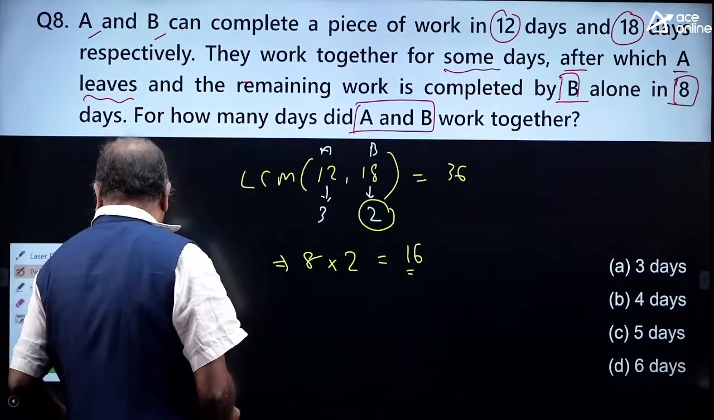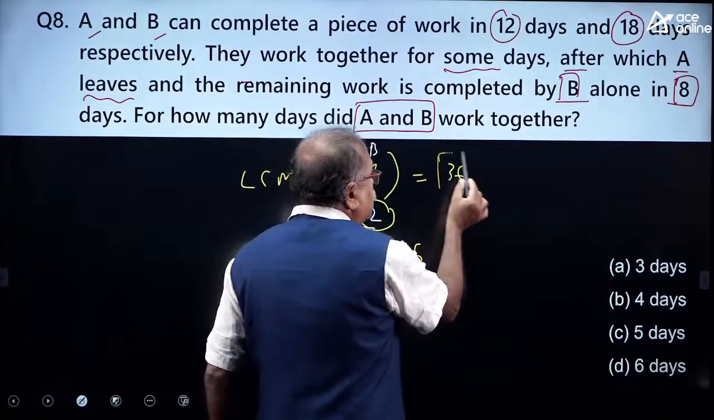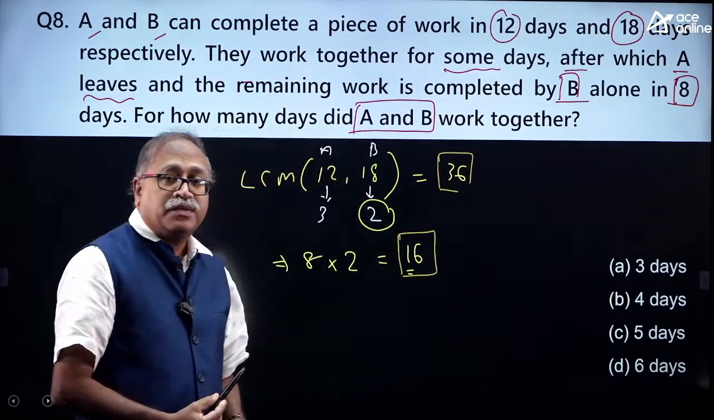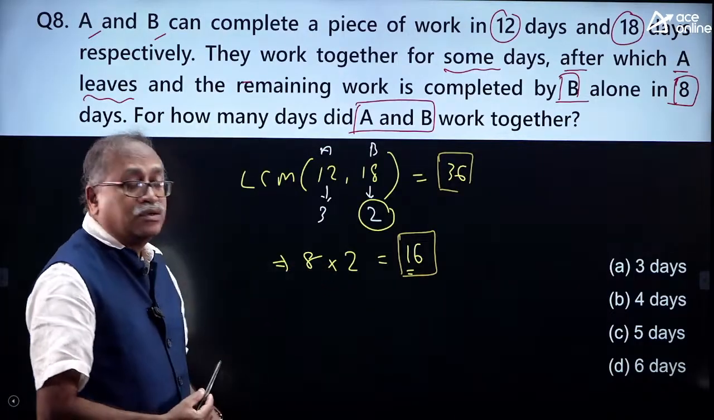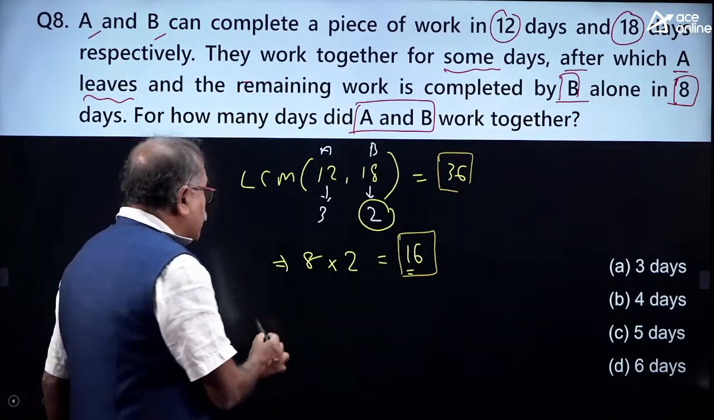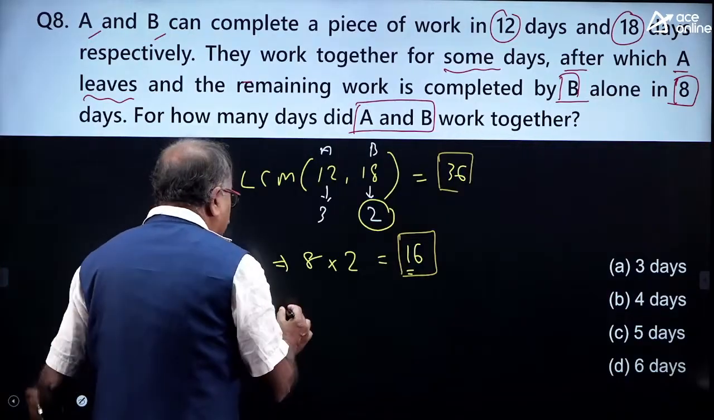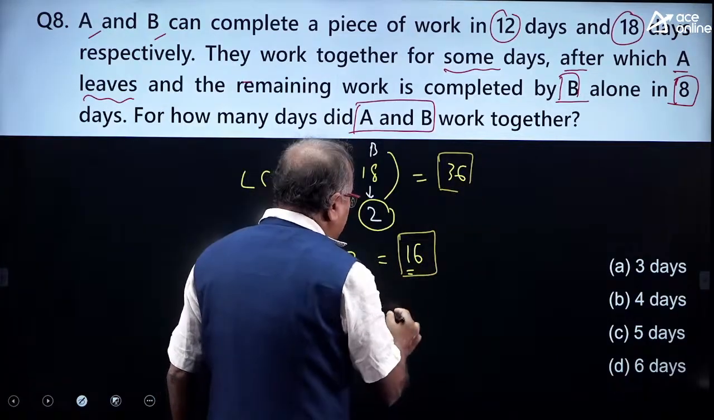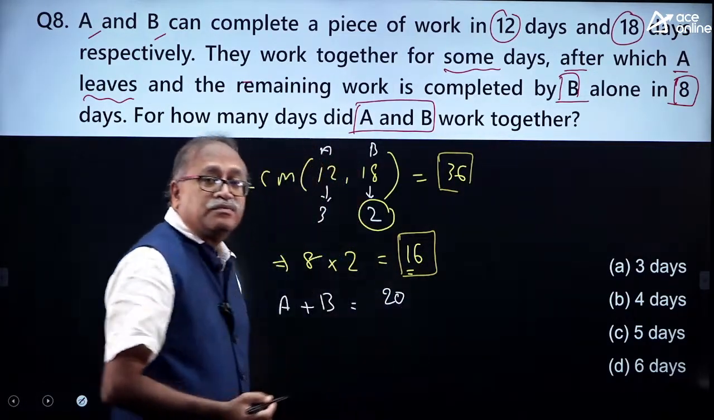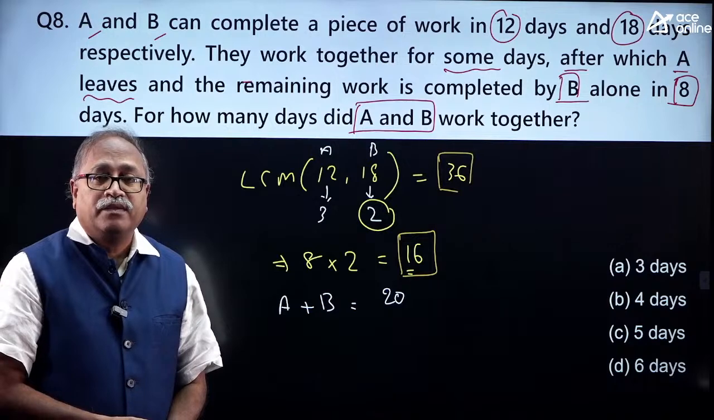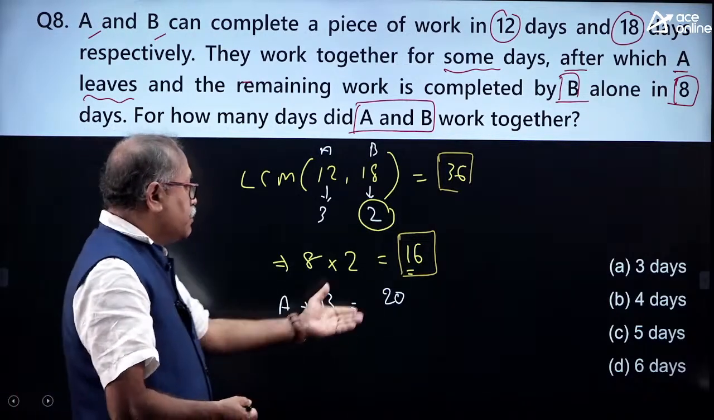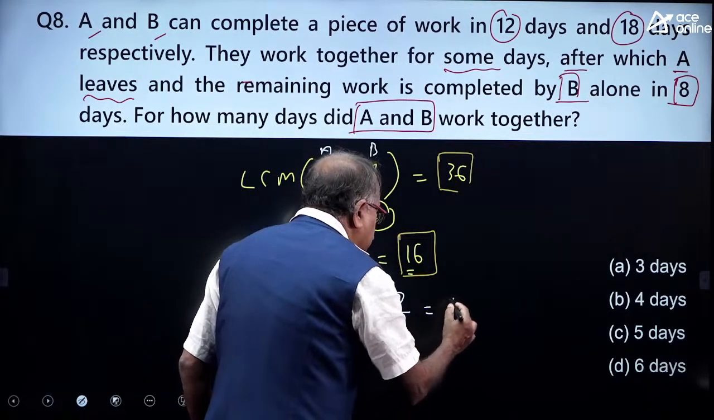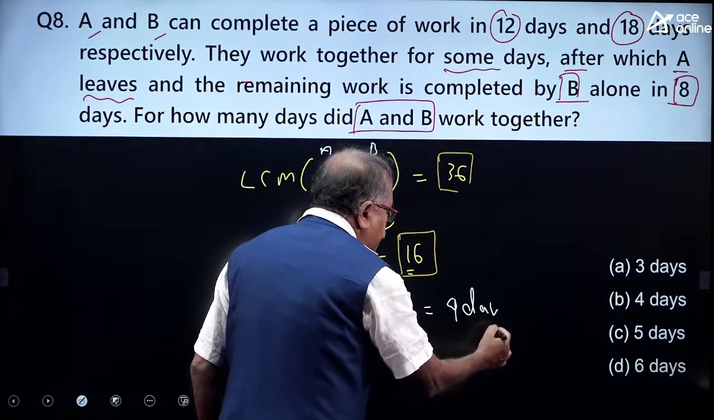Here you have to notice that total work is 36. B alone completed 16 units in the last 8 days. So together A and B completed how many units? A plus B completed 36 minus 16, that is 20 units together. How much time will they take to complete 20 units? That is 3 plus 2, which is 5, so it will take 4 days for them to complete the work.